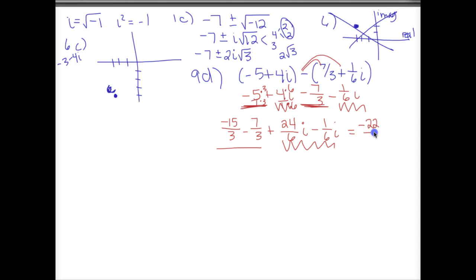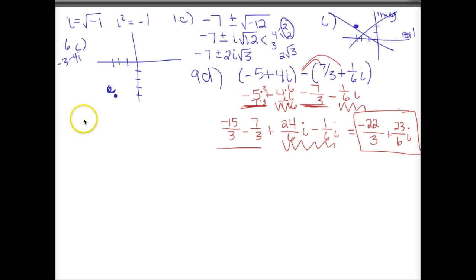When I add and subtract fractions, the denominator stays the same, so it stays a 3. Here I have +24, -1, which gives me +23/6i. Final thing I would do is to make sure they don't reduce, which in this case they don't, so that is my final answer. So that's our subtraction there. Then I want to look at multiplication.